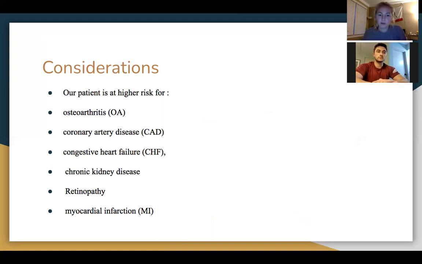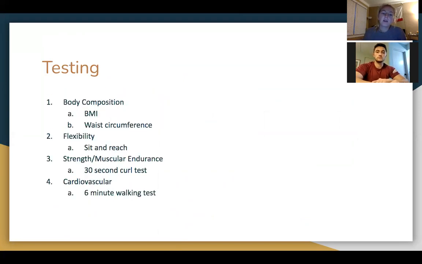So we need to be aware of any chest pain or signs and symptoms that he's having when he is exercising. For testing, body composition, BMI, and waist circumference were both calculated, so we are not going to do any further testing because he is classified as obese. Flexibility is going to be assessed with the sit and reach test, strength and muscular endurance with a 30-second curl test, and cardiovascular endurance with the 6-minute walking test.